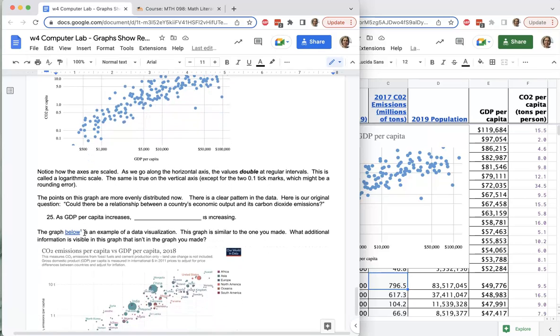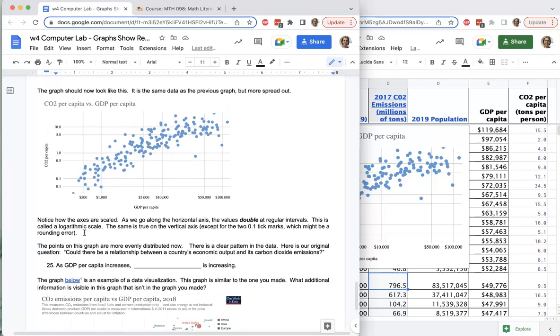So now the graph looks like this. As GDP per capita increases, what is also increasing? It's the CO2 per capita. So as you get richer, you have higher CO2 emissions. And that is what the Uruguay article was talking about.